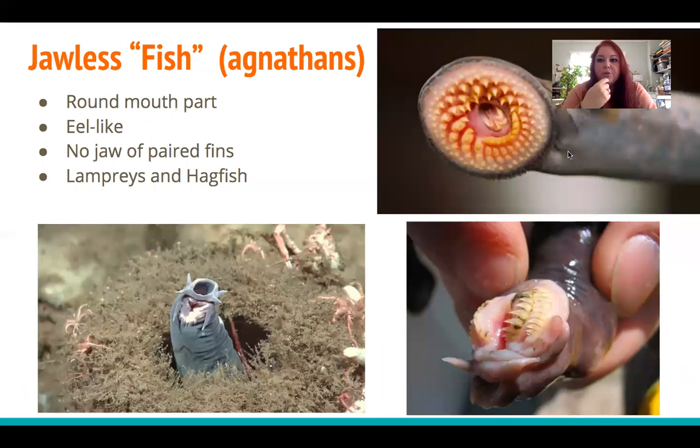All right, so our first group. So lampreys and hagfish, which we will have a picture of dissection for you. I have that later in the PowerPoint. This is our first group. This is our jawless fish. So basically they consume their nutrients by latching and sucking. Yeah, so they feed a lot.